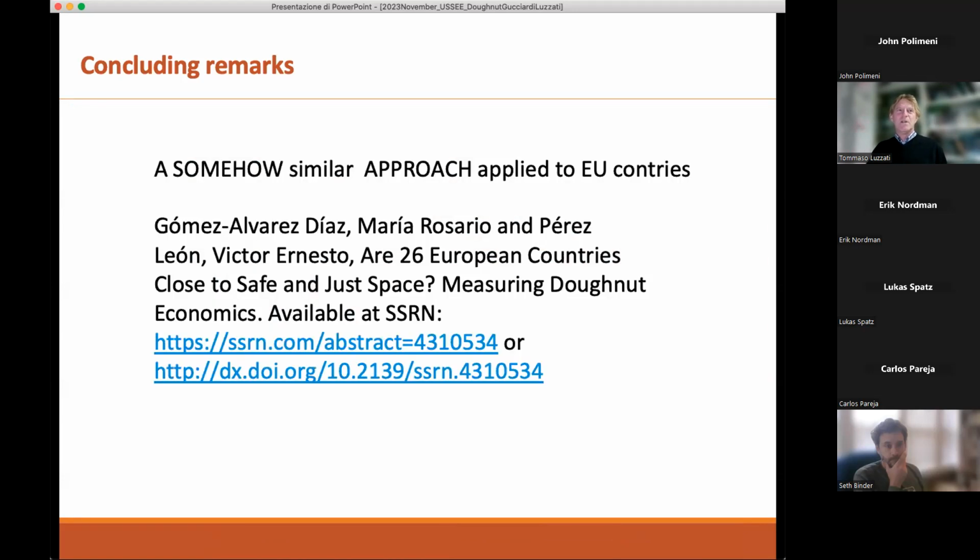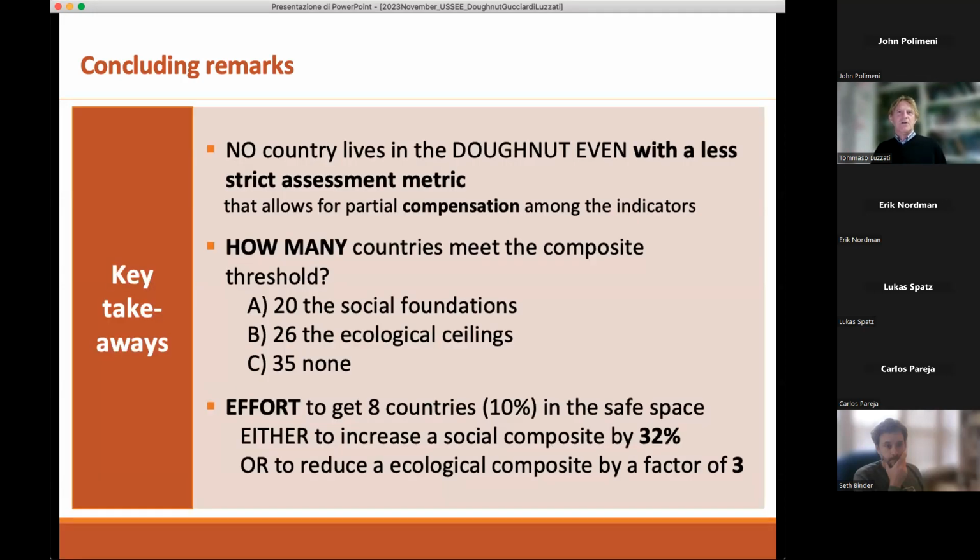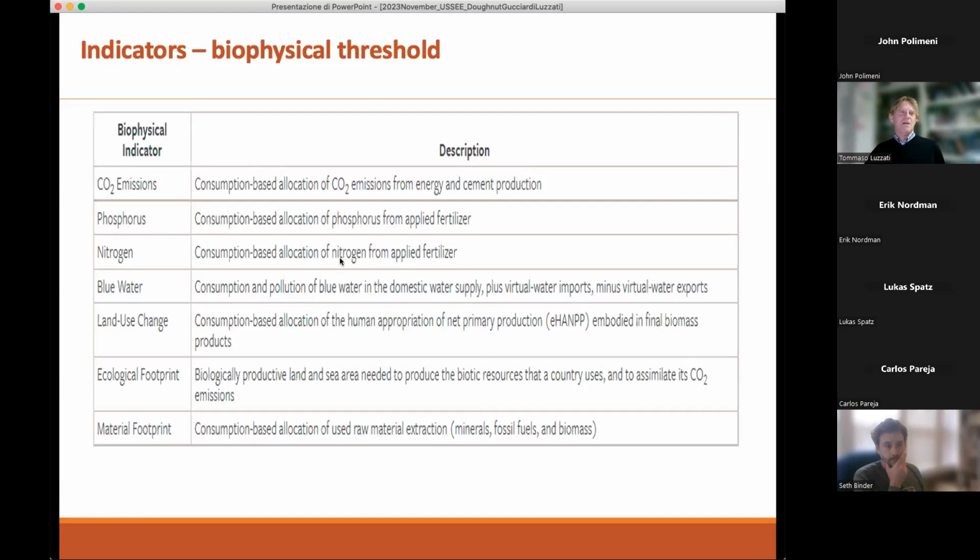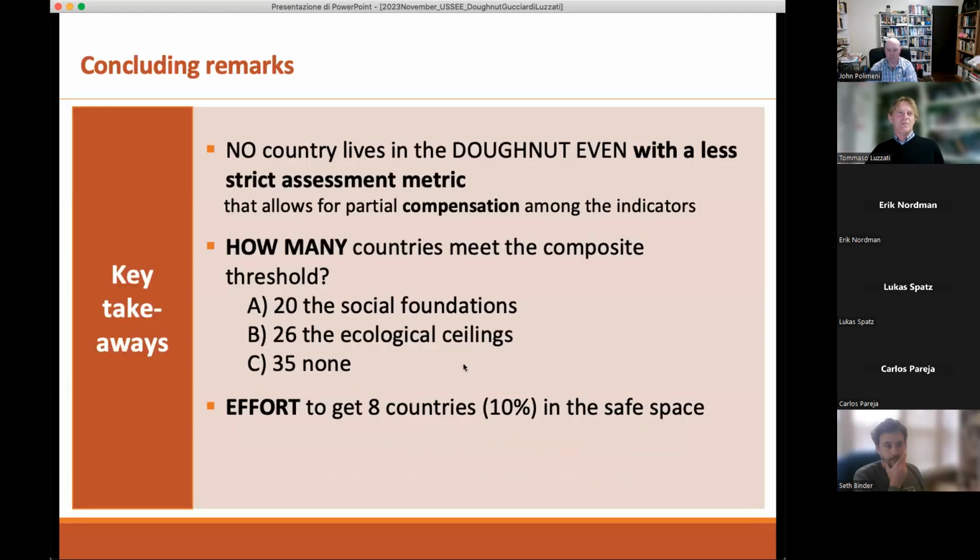A somehow similar approach is also applied by this paper to the European countries. Okay, so more or less I've finished. We also did some other analysis, but I will skip them here.